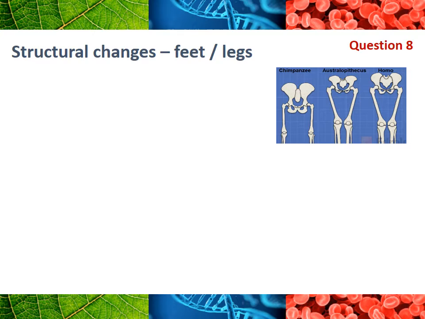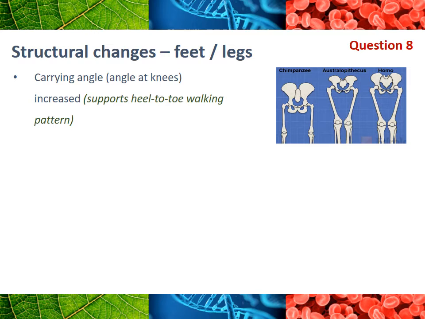Right, and the last one, which is probably the one that you think of the most if you think about walking on 2 legs, that you're going to need some differences here, are the changes in the feet and the legs. So first thing is what we call the carrying angle. Carrying angle is basically the angle between your hips and your knees. Okay, so you'll see with the chimpanzee, it's pretty much straight. The line from the hip to the knee is straight. There's no angle there.